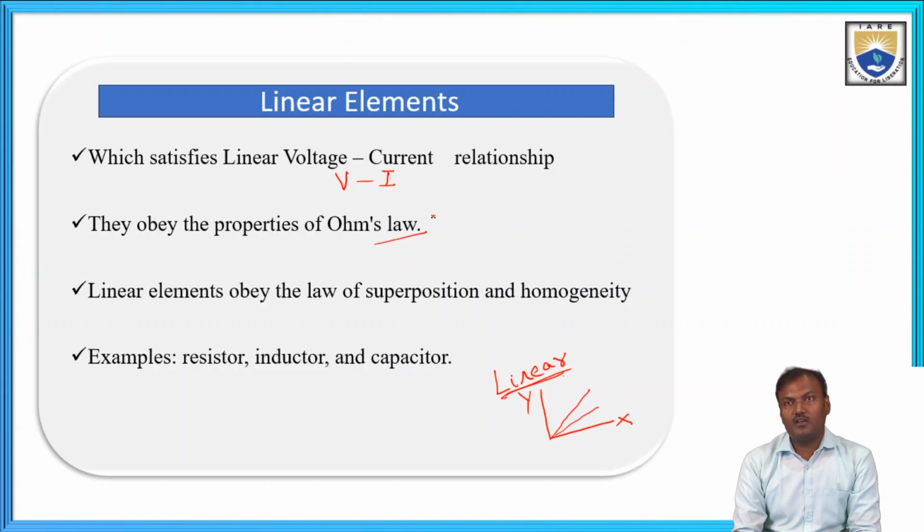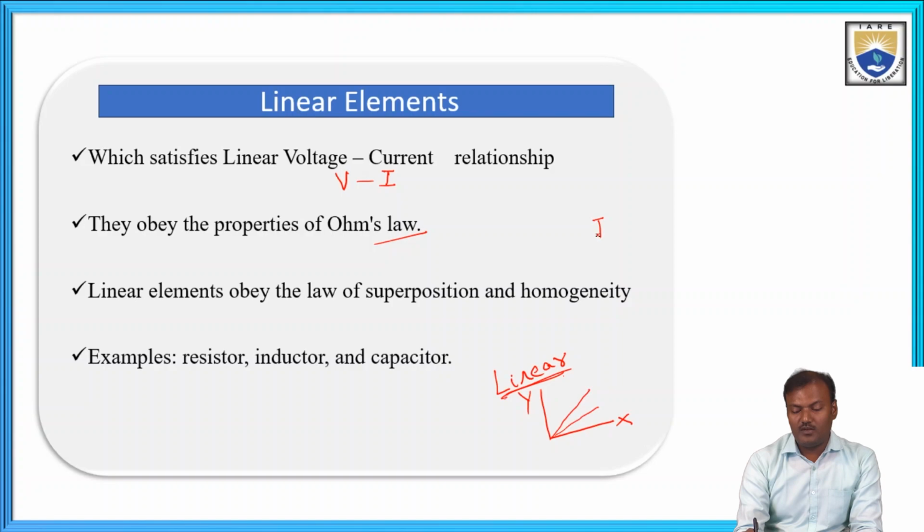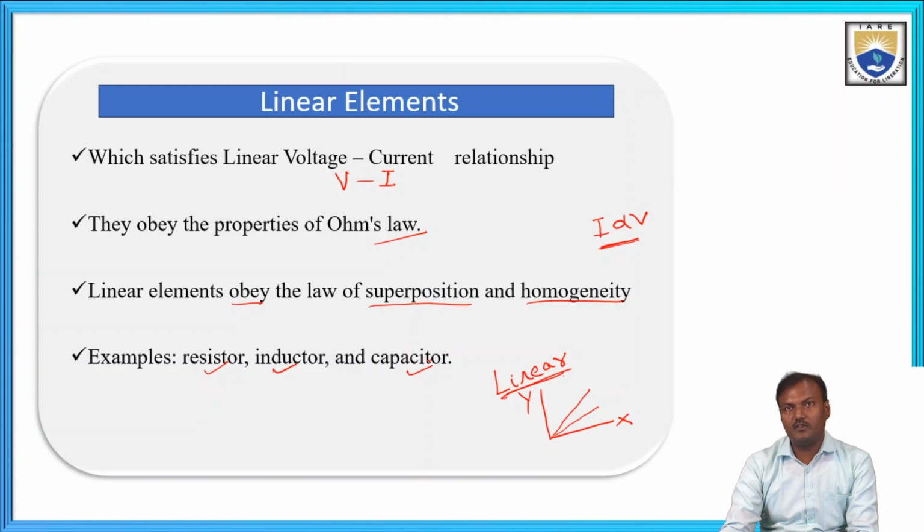By definition, Ohm's law states that in a given circuit at constant temperature, the current flowing through an element is directly proportional to the voltage applied across it. That is, it is giving a linear relation, so it is also following Ohm's law. Linear elements obey the law of superposition and homogeneity. Examples are resistor, inductor, and capacitor, which are said to be linear elements.